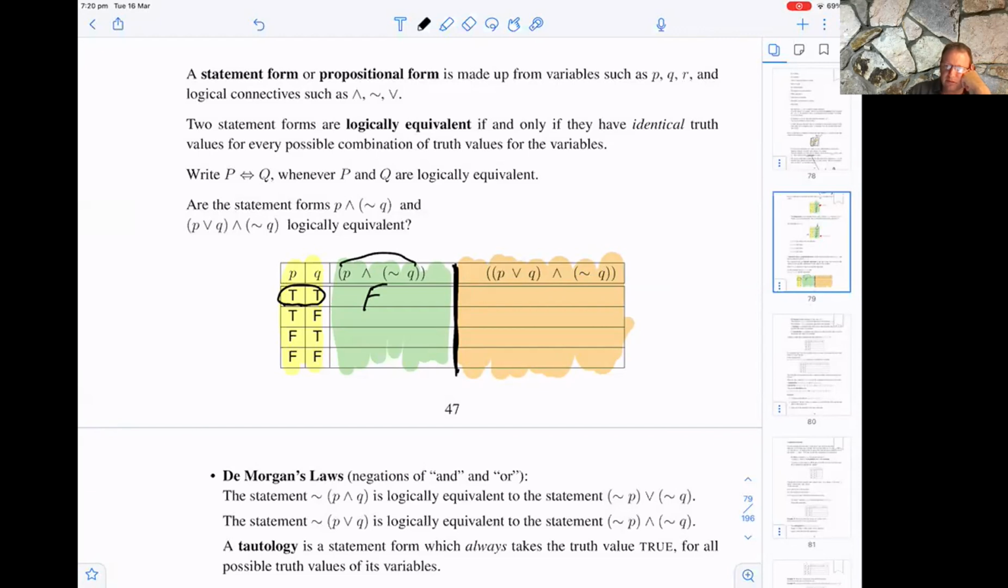True, true, true, true, true, true, true. P is true. Yep, true. I agree. P is false. You can already stop here.